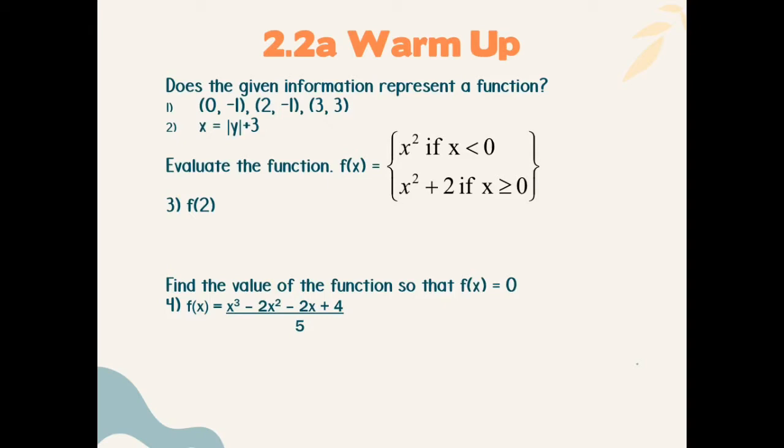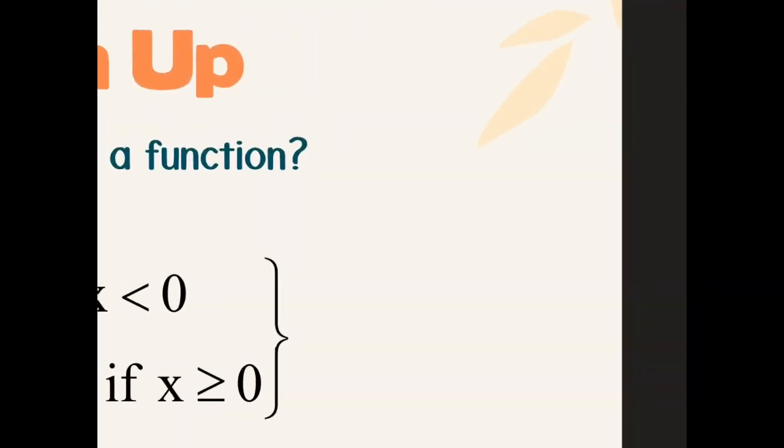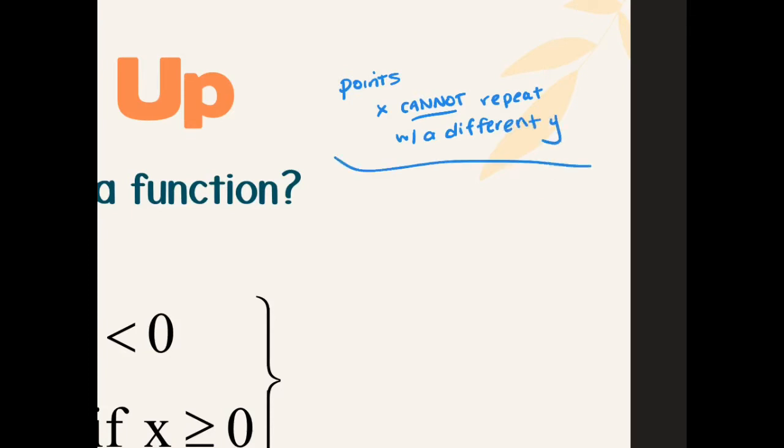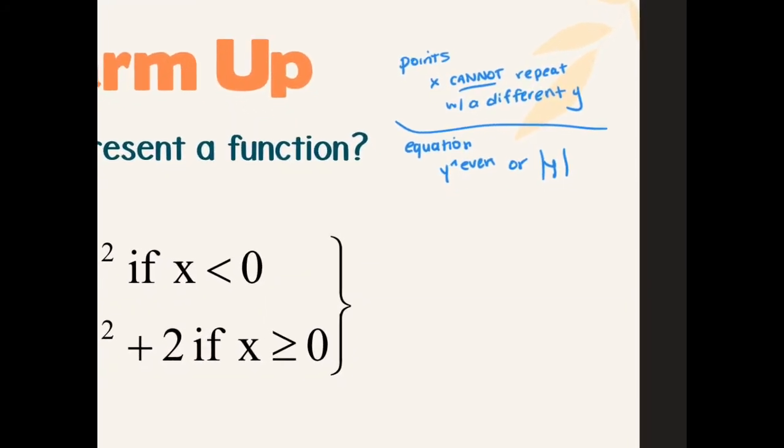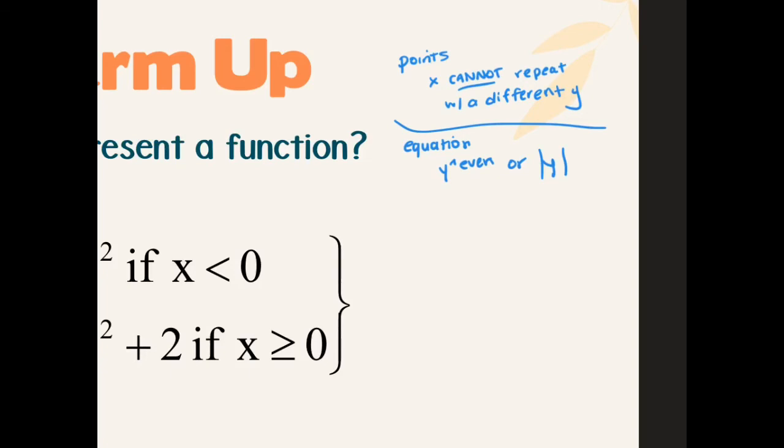So the first one says, does the given information represent a function? Remember, when we're using points to check, the x cannot repeat with a different y. And when we're looking at an equation, the y can't be raised to an even power, or the y cannot be an absolute value, which would result in those sideways graphs, which is where the vertical line test comes into play.